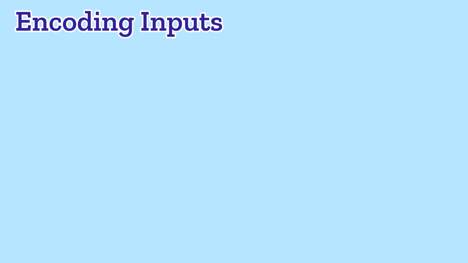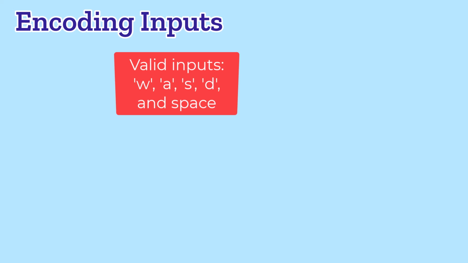The last thing we have to worry about is how to encode the input required for each transition. Well, that depends on what kind of inputs you get. Suppose you're building a game where WASD and space are your inputs.